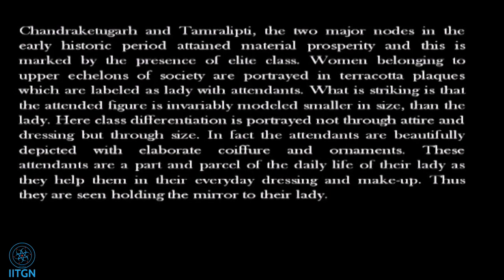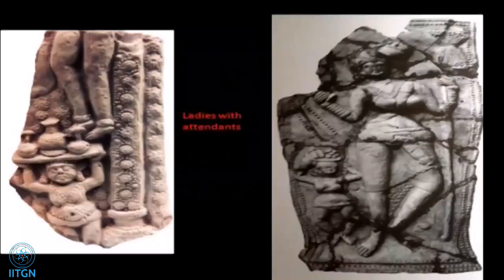And when the ladies of the upper echelons of society are shown, we have very interesting depictions of them with their attendants. Just have a look. Isn't she gorgeous, beautiful? These are the kind of sculptures that we have from Chandraketugarh. These are independent sculptures where you can see the attendant. And attendants are always smaller in size. This is one of the things that we find in this kind of art. This is perhaps social inequality. Inequality was depicted through art forms in such a way.